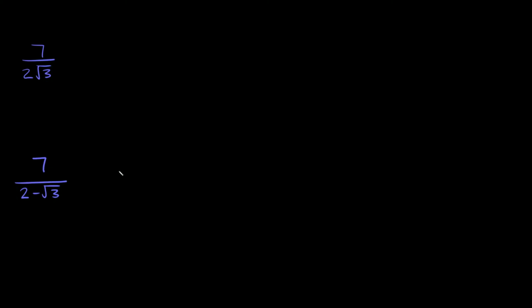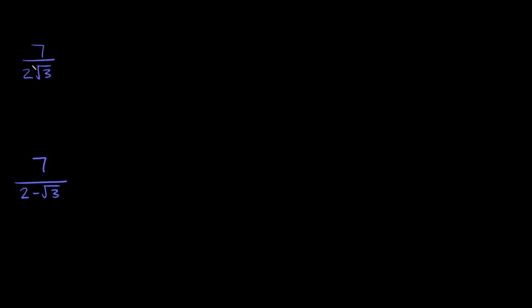In this video, I'm going to teach you how to rationalize the denominator by multiplying by the conjugate. We're going to do a few examples, and I'm going to start with this one over here because it's a little bit different. I want to make sure you don't confuse this type of problem with one like this. Here we have 7 over 2 times the square root of 3, and down here we have 7 over 2 minus the square root of 3.